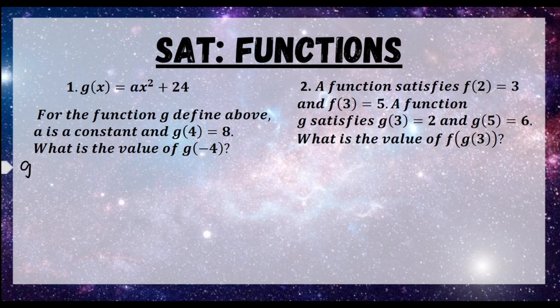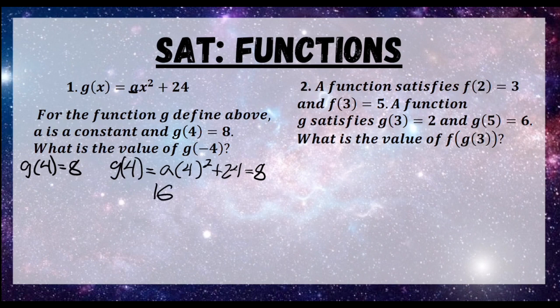First, we're going to use g of 4 equals 8 to figure out what a is. This means that x is equal to 4, and we're going to plug that into the equation. That's going to be a times 4 squared plus 24, and that's going to be equal to 8 since g of 4 equals 8. 4 squared is 16. We're going to multiply this by a, and this is going to be added by 24 and equal to 8.